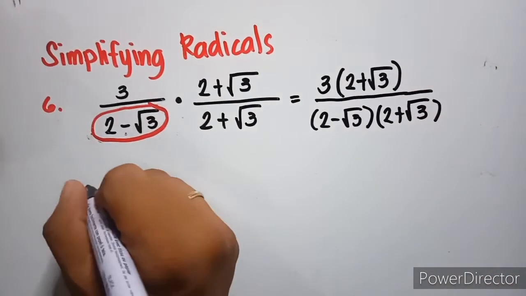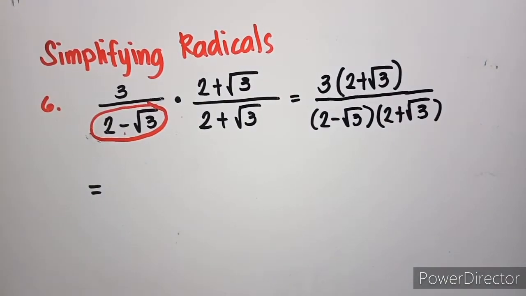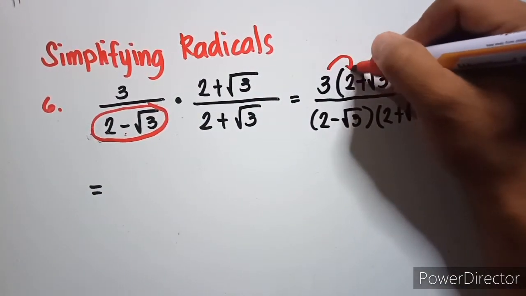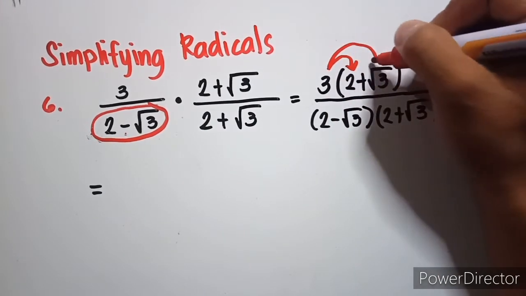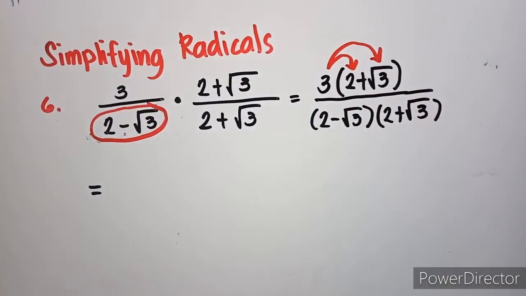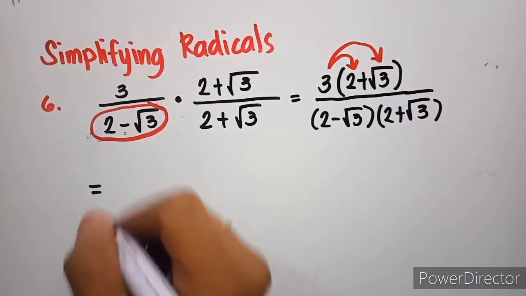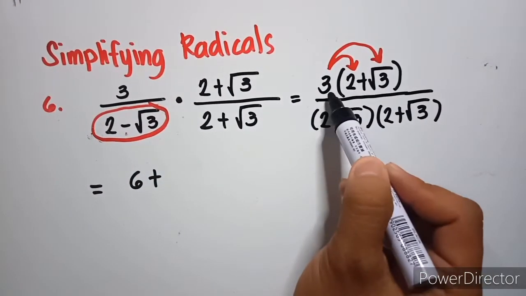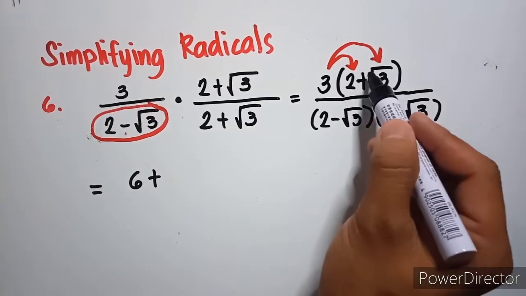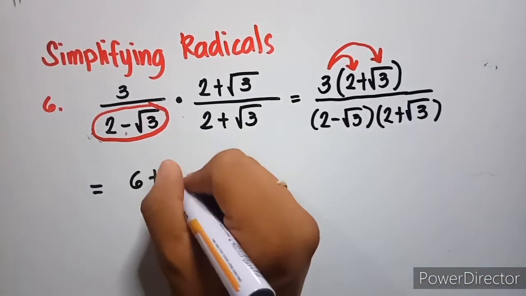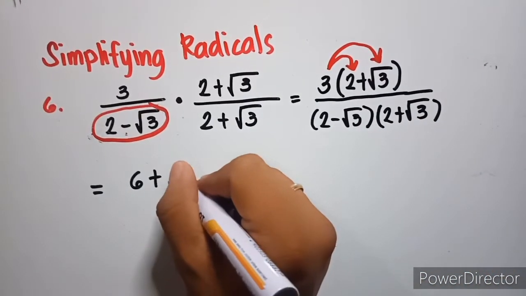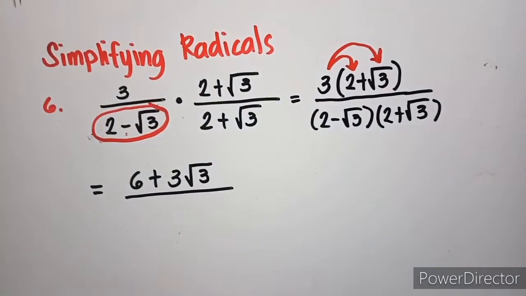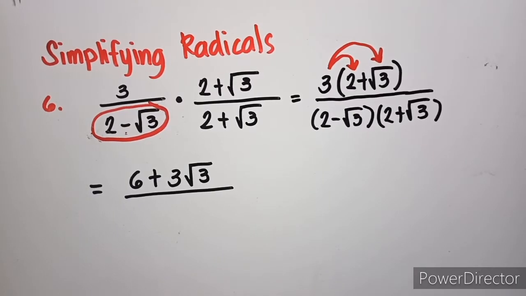Then, this is equal to, so we are going to multiply using the distributive property of multiplication. So, 3 times 2, that is 6, plus 3 times 1, may nakatagong 1 sa labas, so that will become 3 square root of 3, over. Okay, so tingnan natin.